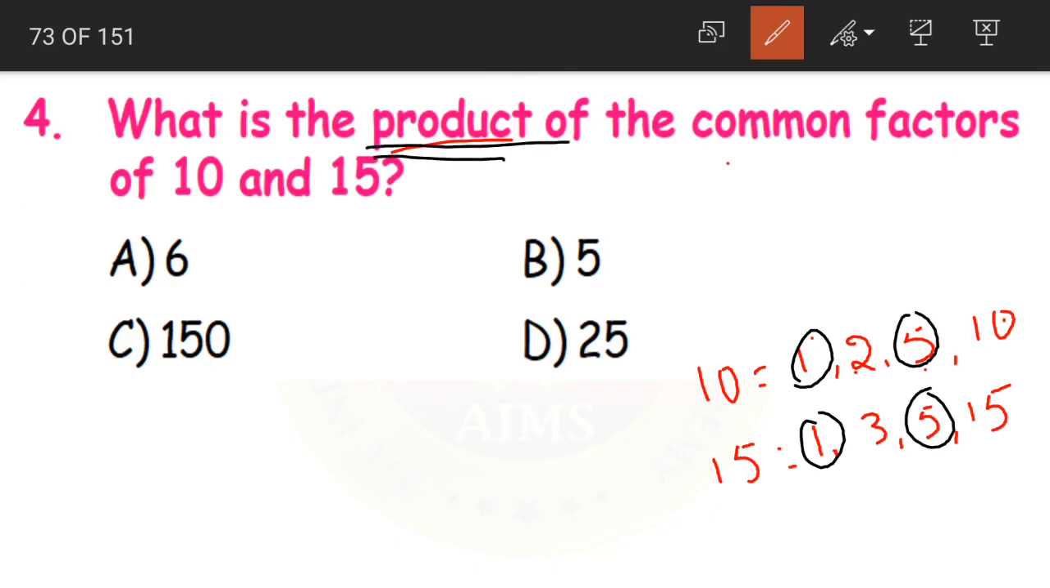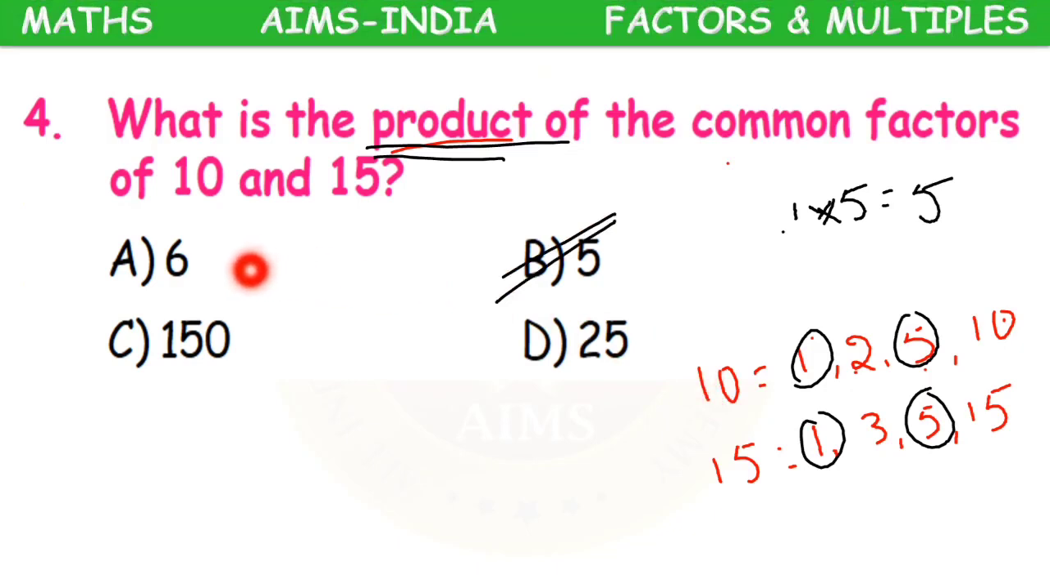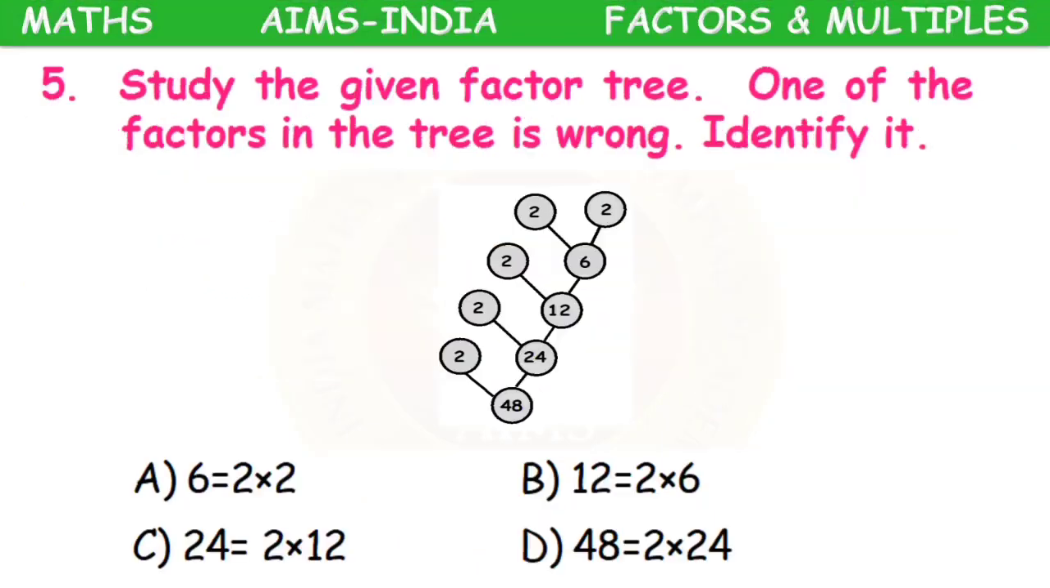Now we should find out their product. Product is nothing but we have to multiply. Yes, 1 into 5 is equal to 5. Option B, 5. So the product of common factors of 10 and 15 is what, children? 5.